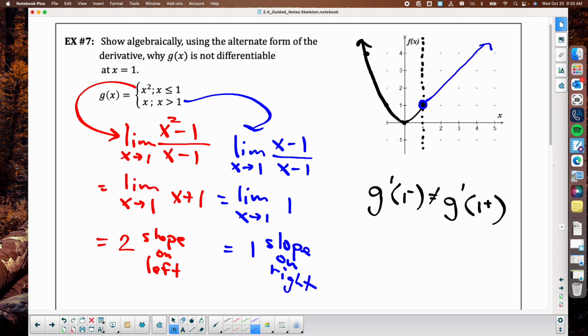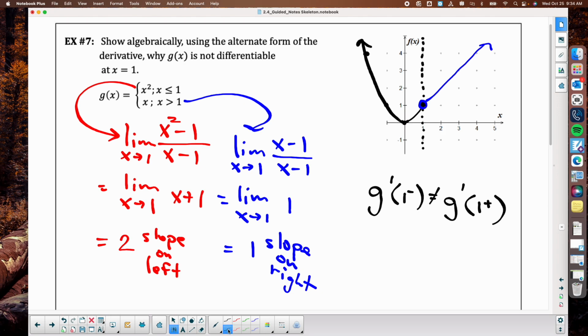And they do not have the exact same slope at that spot, so it's not differentiable. If they both had the same slope, it would be. And you will get some like that. Sorry, so were you getting like x minus 1 over x minus 1, or like x squared minus 1 over that?